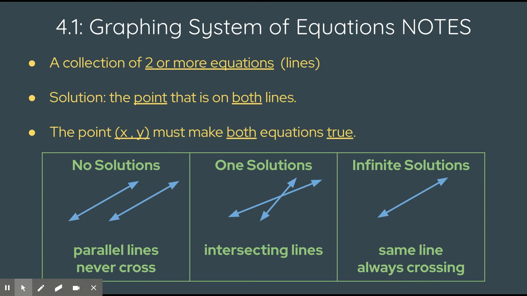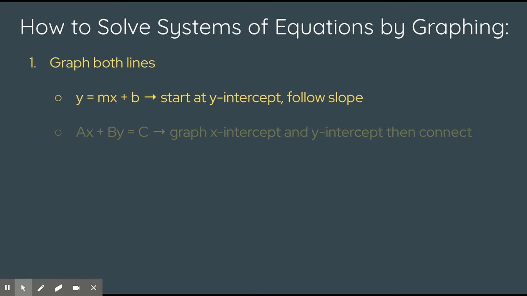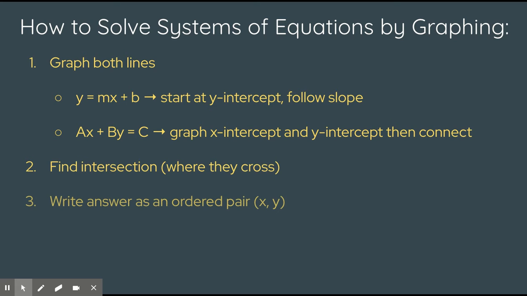What we're going to do today is graph both lines, find out where they cross, and write the answer as an ordered pair x comma y. Now, this part is the two forms that you will see the lines in. If it's in y equals mx plus b, start at the y-intercept and follow the slope. If x and y are on the same side like this, find the x-intercept and the y-intercept and then connect them. Some of you are honestly doing better at that one than you are at this one.